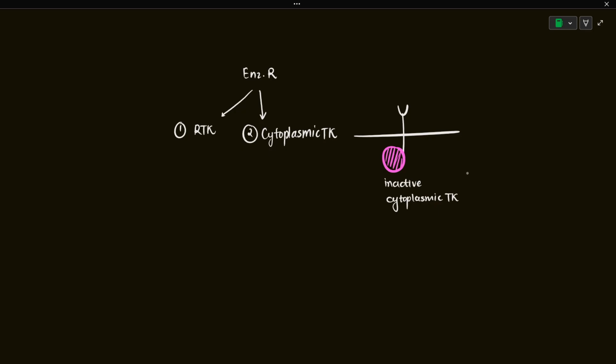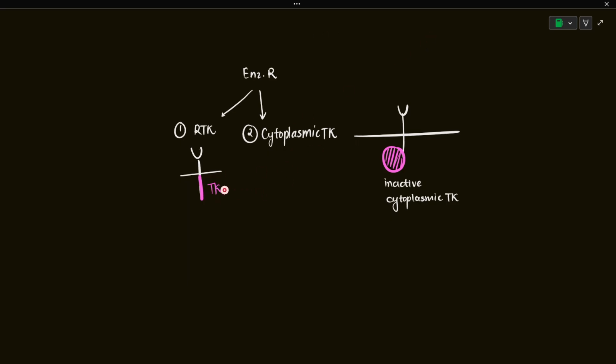Whatever conformational changes are done, those are conveyed on the intracellular side as well, and it is associated with some tyrosine kinases. So the basic difference is that RTKs have an intrinsic tyrosine kinase domain. The tyrosine kinase activity is itself present in the receptor, but in the case of cytoplasmic tyrosine kinase associated receptors, the other cytoplasmic tyrosine kinase is coupled with the intracellular part. So this is the only difference between both of the receptors.